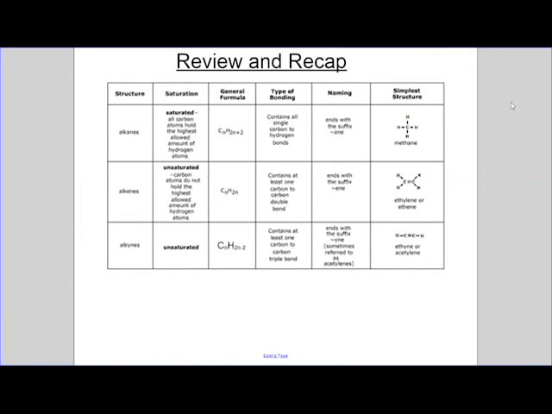So we talked about the general formula for alkanes, that's CnH2n+2. And then you can see alkenes, when I have a double bond, it just takes away 2. And then alkynes, the triple bond, it takes away 2 more. And so if there are examples, it's a good little table to reference.